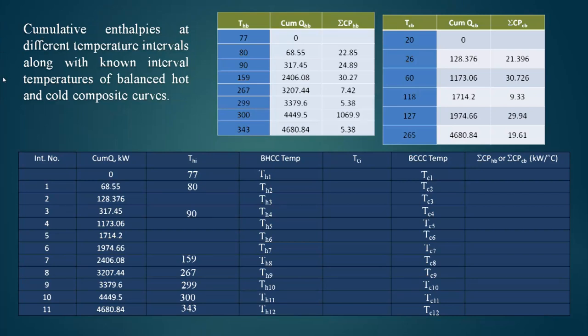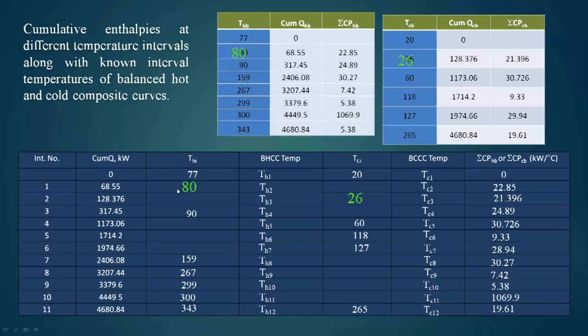Now, here THI is given. And we clearly see there are some enthalpy intervals where temperatures are not known for hot. Similarly, for cold, there are some intervals where the cold temperature is not known. Now, we will fill up the summation of Cp HB or the summation of Cp cold in those areas where either its value is available for hot or its value is available for cold.